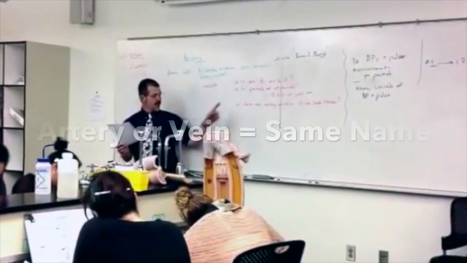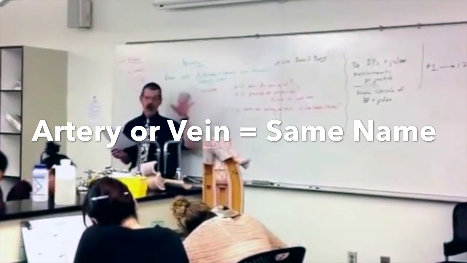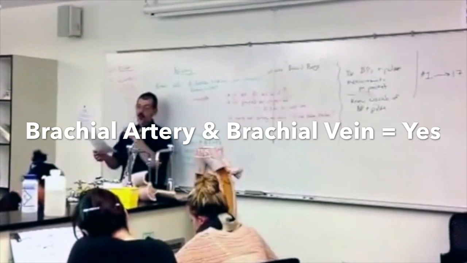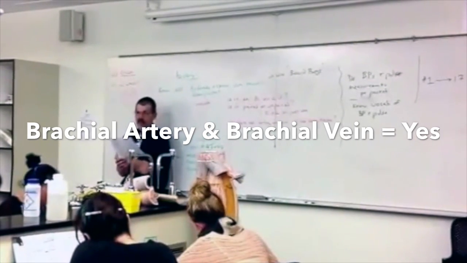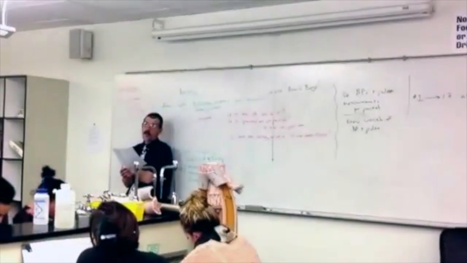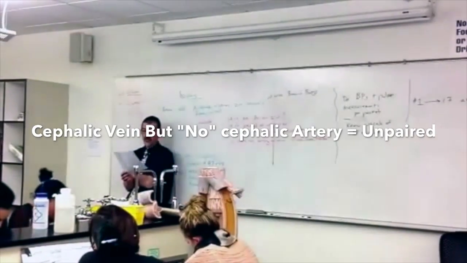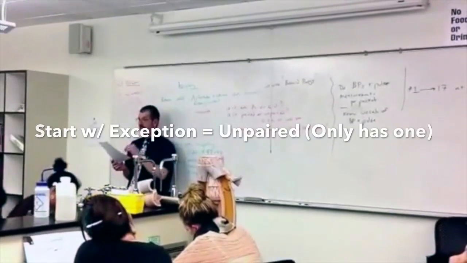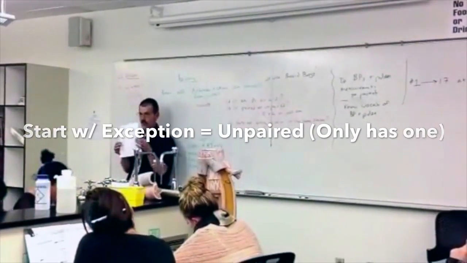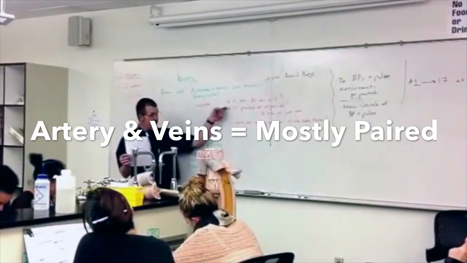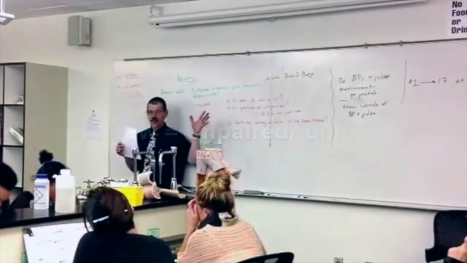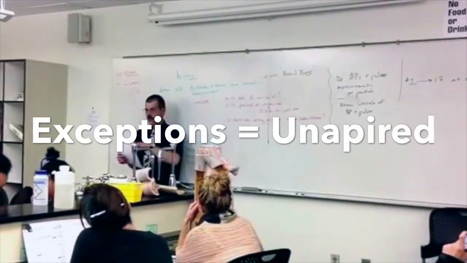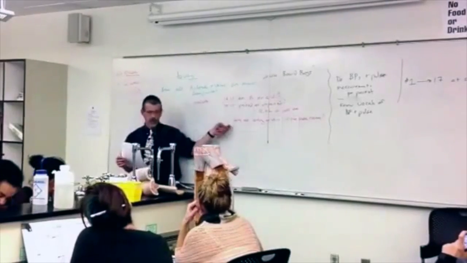The other thing you're supposed to know is if there's an artery or vein with the same name. So if there's a brachial artery, is there also a brachial vein? The answer is yes. But a cephalic vein, there is no cephalic artery. So as you're going through this list, the easiest way is to pay attention to the exceptions. Everything on this list will probably be paired and with a matching vein. There's only a handful that would not be paired and not match. So pay more attention to the exceptions, and just remember everyone else is 2, even.